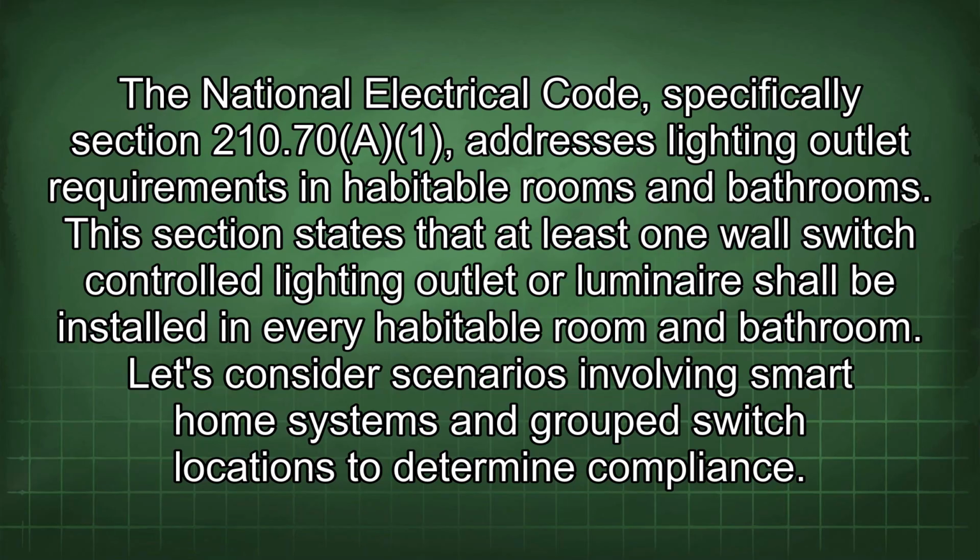The National Electrical Code, specifically Section 210.70, addresses lighting outlet requirements in habitable rooms and bathrooms. This section states that at least one wall switch-controlled lighting outlet or luminaire shall be installed in every habitable room and bathroom. Let's consider scenarios involving smart home systems and group switch locations to determine compliance.